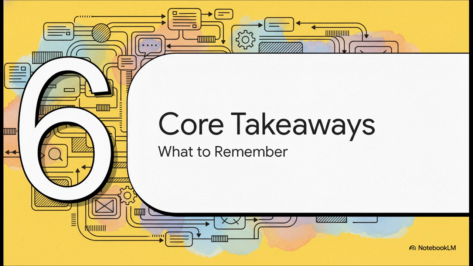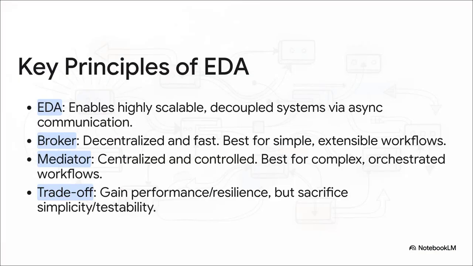So after all that, what are the key things you really need to walk away with from this explainer? Let's break it down one last time. Okay, number 1. EDA is all about building scalable, reactive systems using asynchronous communication. Within EDA, you've basically got two choices: the broker, which is decentralized and built for pure speed and flexibility, and the mediator, which is centralized and built for control and reliability. And finally, the fundamental trade-off you always have to be thinking about is that you are buying all this amazing performance and scalability, but you're paying for it with simplicity.